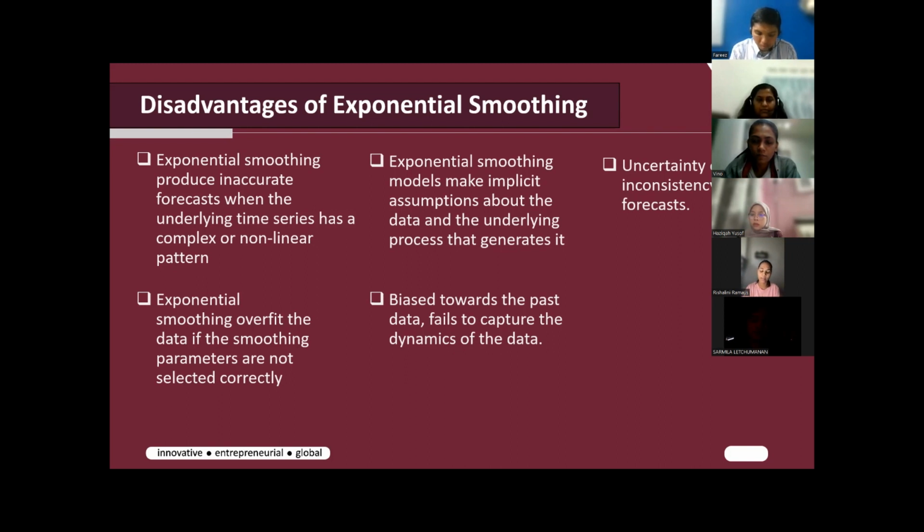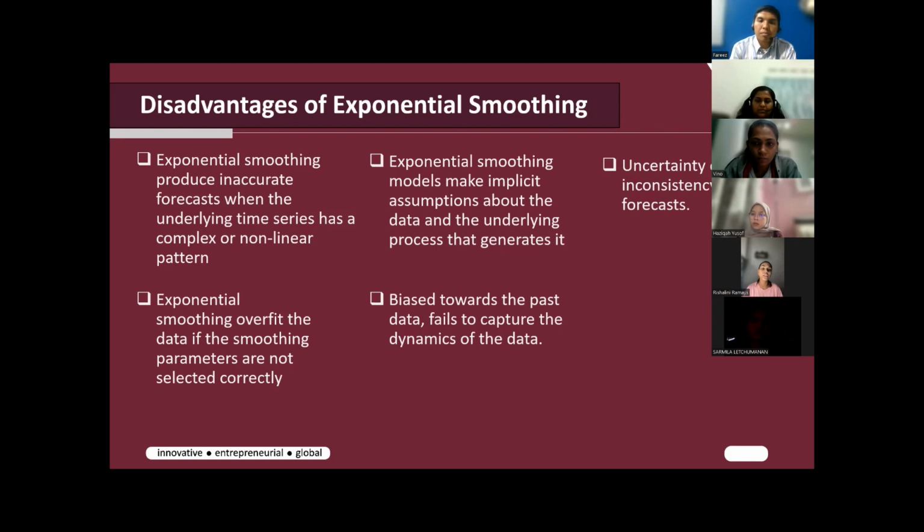It may also underestimate or overestimate the forecast depending on whether the data is trending up or down. For example, if the data is increasing over time, exponential smoothing may lag behind and underestimate the forecast. Or if the data is decreasing over time, exponential smoothing may overshoot or overestimate the forecast.